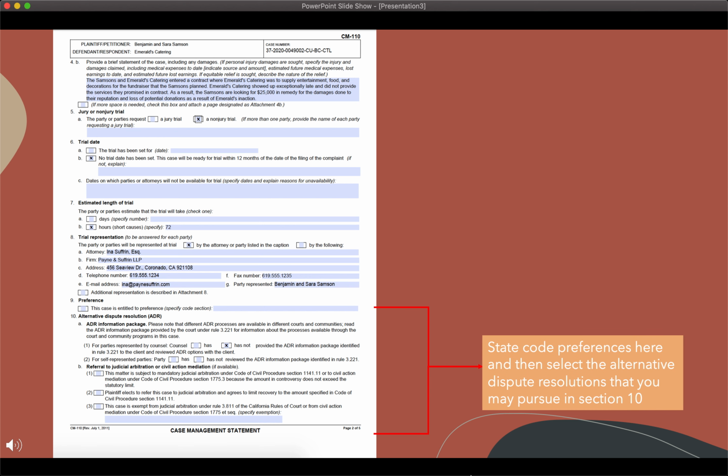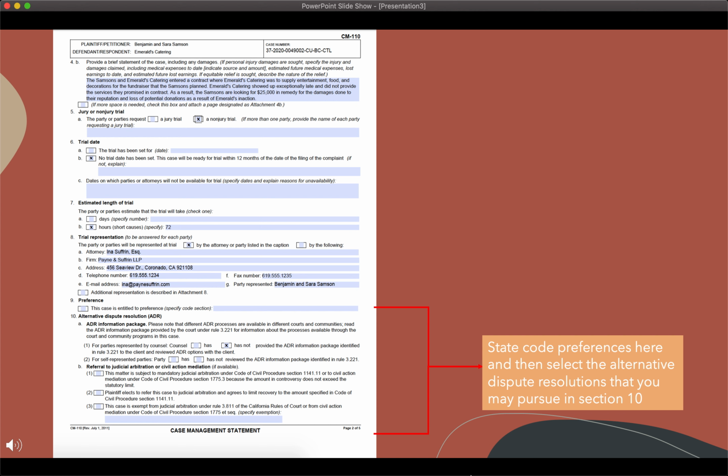This box is about code preference. So if you feel like your case is entitled to a specific code section, this is where you will put that. We did not check the box because we do not feel as though there is a specific code section that we prefer. And finally, we have section 10A.